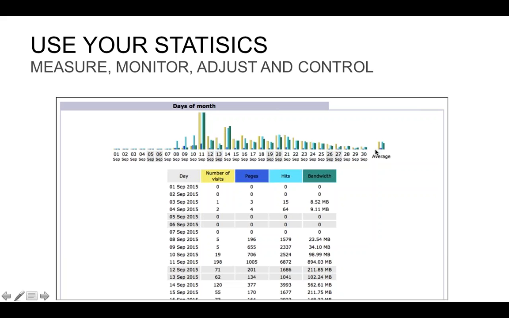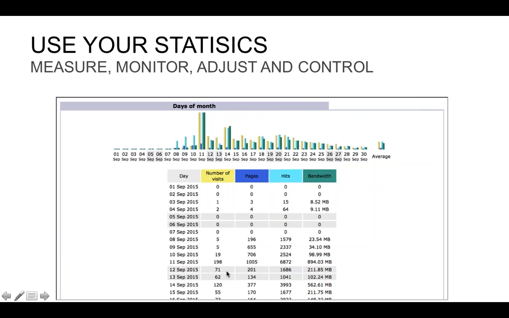This is showing it in terms of a graph, and here it's showing it to you in terms of numbers. So the biggest day for visitors was on the 11th. They got 198 visitors that visited 1,005 pages, meaning they visited about almost 8 to 10 pages per person, or maybe it's a little less, but still, you're seeing really great numbers here.